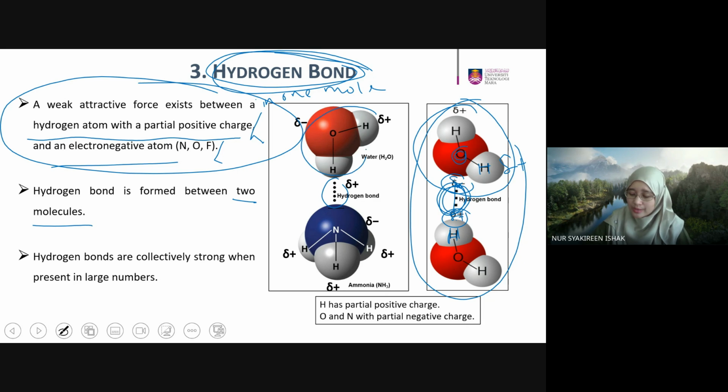So a water molecule that has hydrogen has a partial positive charge. It meets with another molecule, for example ammonia. In ammonia, the nitrogen has a negative charge. So the positive hydrogen from the water molecule will be attracted to the nitrogen that has a partial negative charge. The attraction between partial positive and negative will form hydrogen bonds. Hydrogen bonds you must draw using dotted lines.